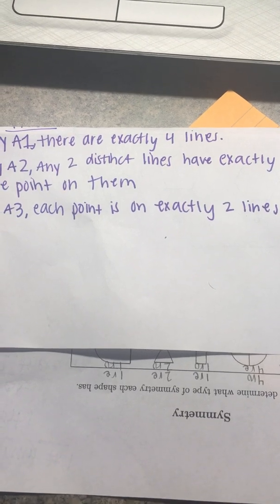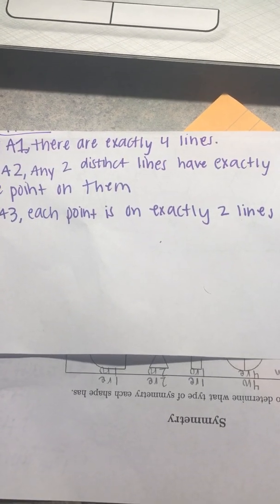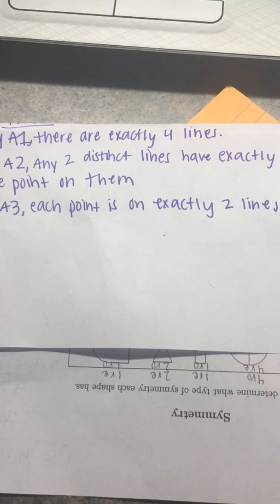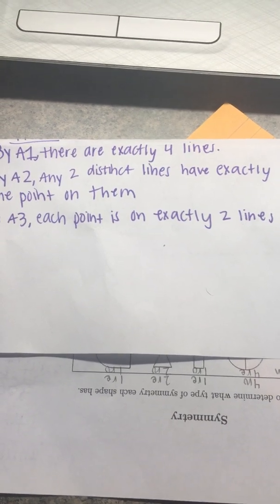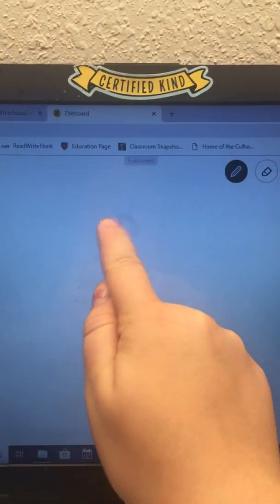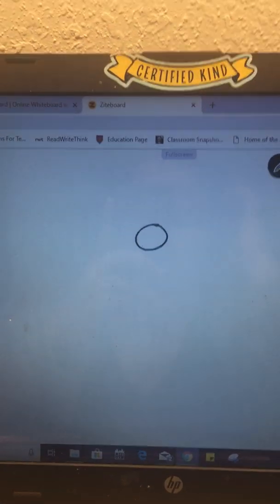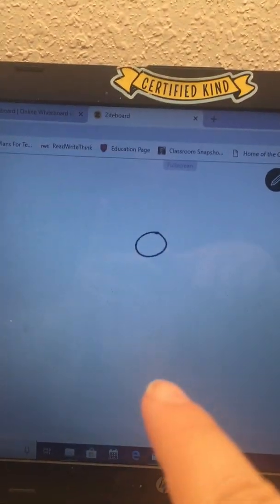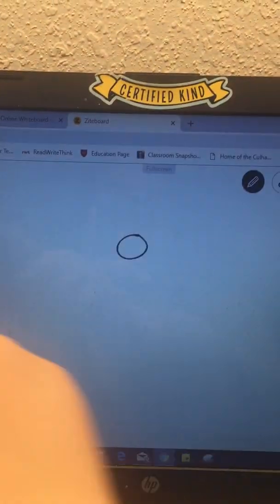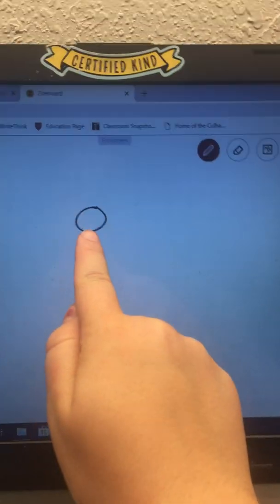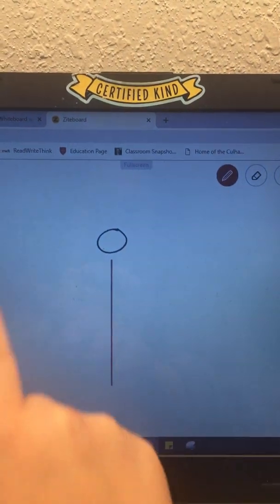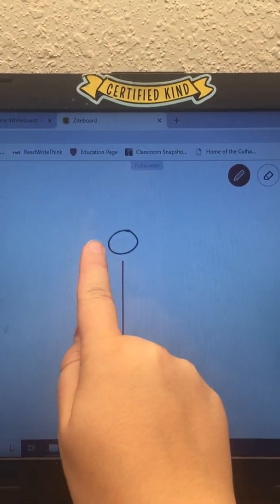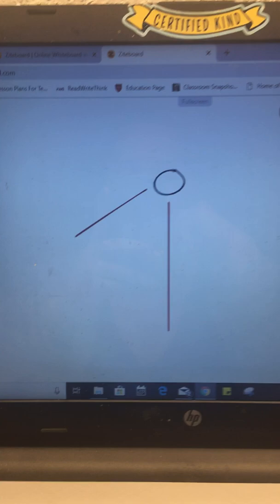And using these assumptions, we're going to prove that in this geometry there are 6 points and each line has exactly 3 points. So using these axioms or assumptions, let's start with point P, we'll call it. Based on assumption 3, where each point is on exactly 2 lines, here we have a point, and so here we need 2 lines. So I could draw one down here, and I could draw maybe one over here.